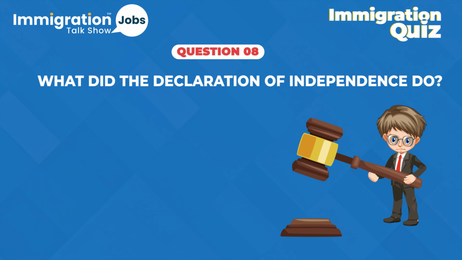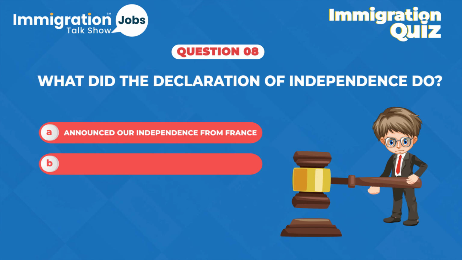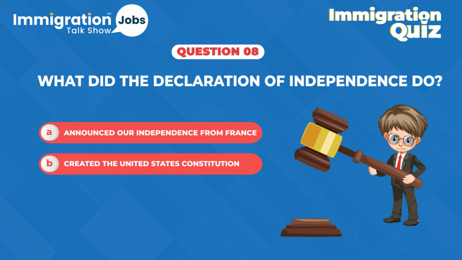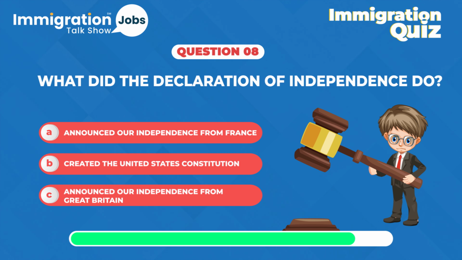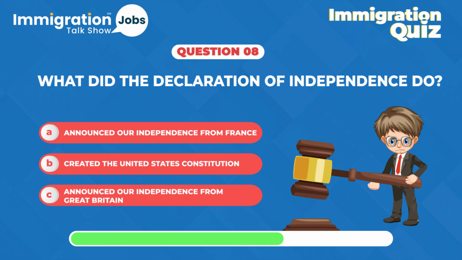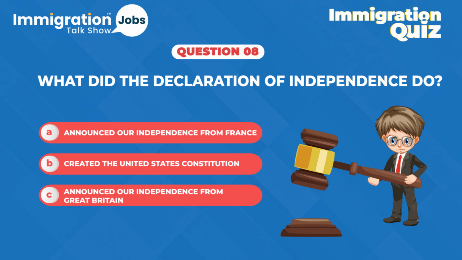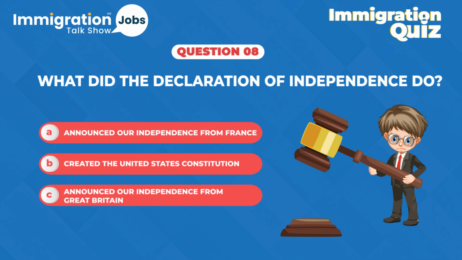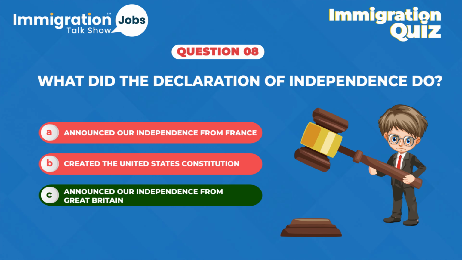What did the Declaration of Independence do? Option A, announce our independence from France. Option B, created the United States Constitution, or option C, announced our independence from Great Britain? And the correct answer is option C, announced our independence from Great Britain.